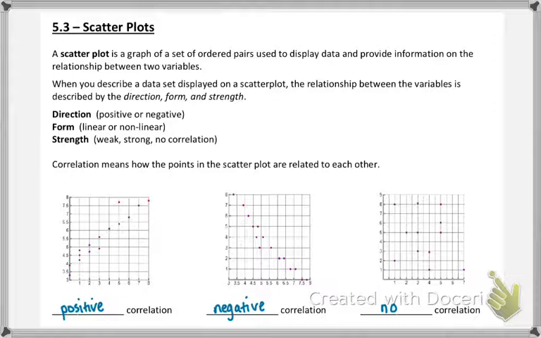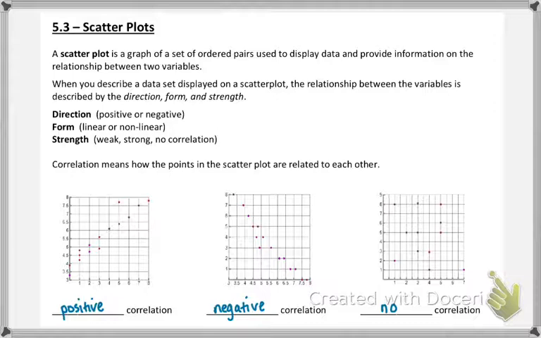The form is also very important. Depending on where all your points on your graph lie, it might look like your points can be modeled by a line. So it could be linear, or the shape made by your points might best be modeled by a parabola. It might be a U shape. So the form could be linear or non-linear.